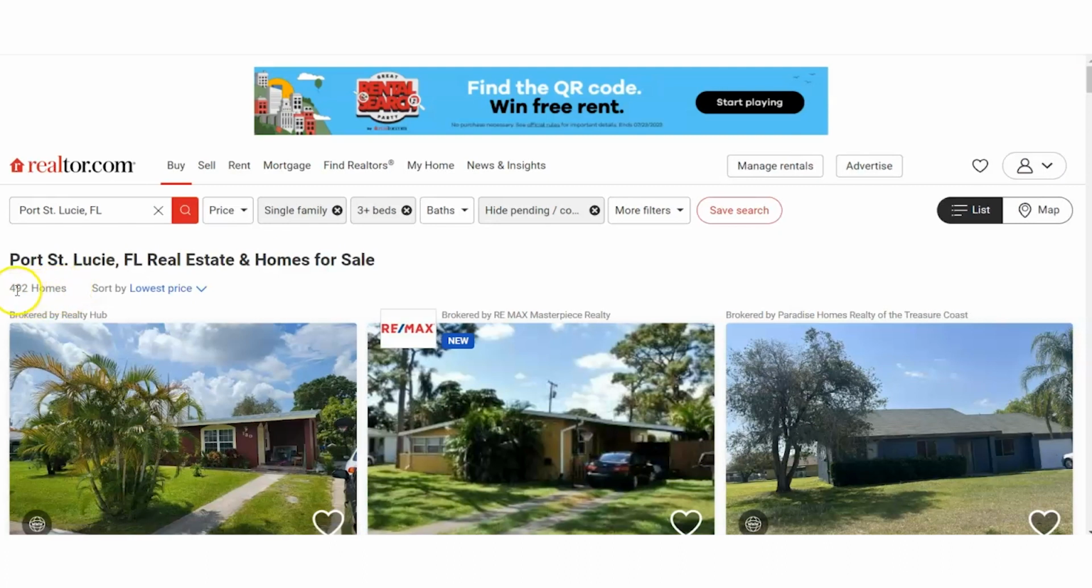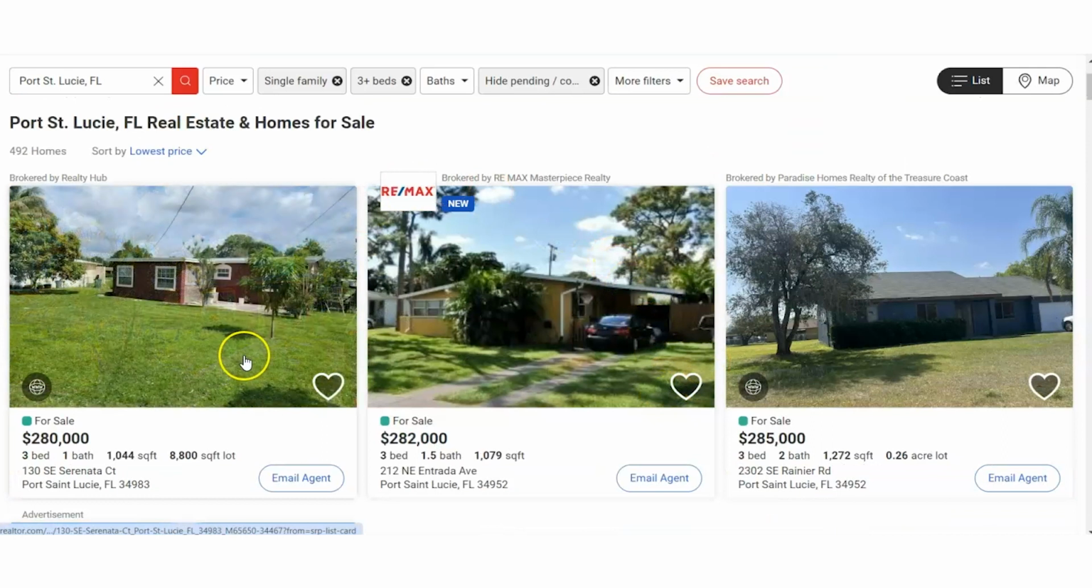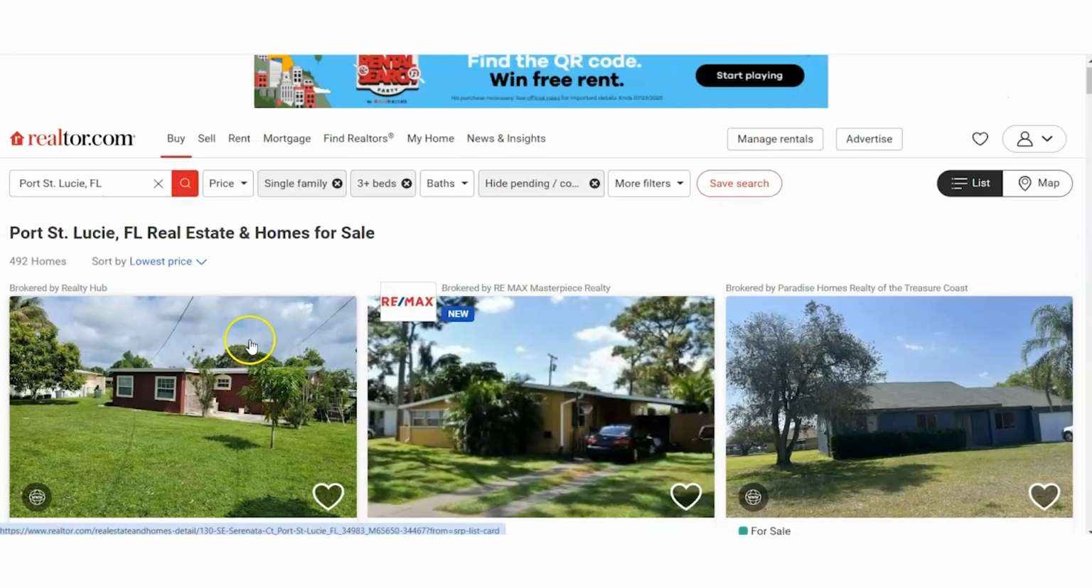So if you have a 2-bedroom house, as a seller, you're at a distinct disadvantage because there's only 42 two-bedrooms, but there's 492 3 bedrooms. All right. So it behooves you as an investor to pay attention to the 3 bedrooms, because I'd rather get a 3-bedroom for 280 than a 2-bedroom for 260. Make sense?